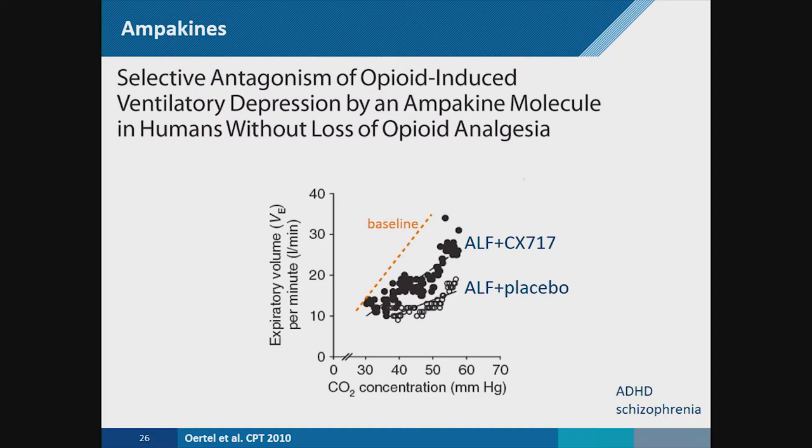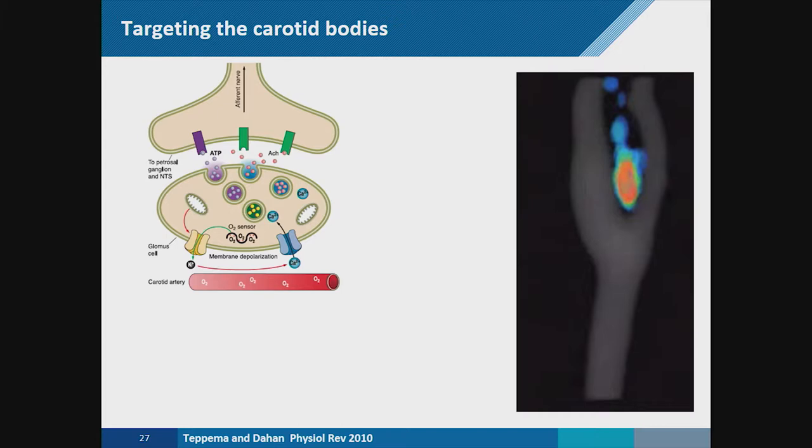Okay, now we've been talking about central sites. Now let's go back to the peripheral sites. And remember the carotid body. This is, by the way, a heat map of the carotid body. You see it's not always located exactly at the bifurcation. It can be all the way up here. But these are type 1 cells with the potassium channel that's extremely important, as it is the O2 sensor, at least. Let's consider it the O2 sensor for now.